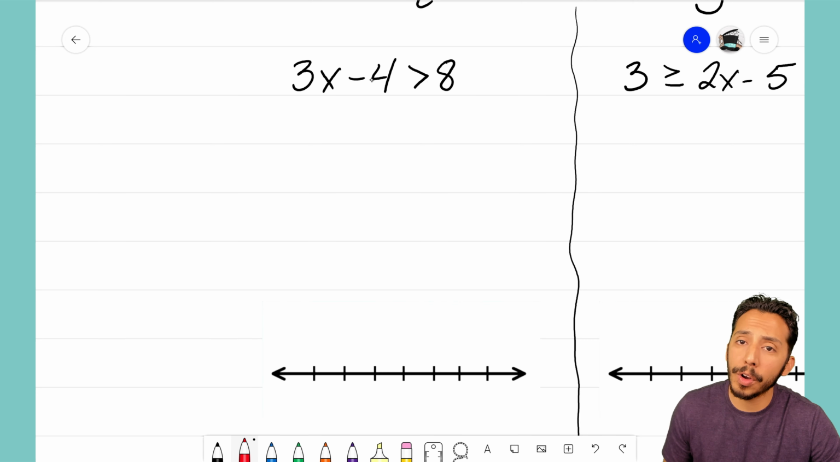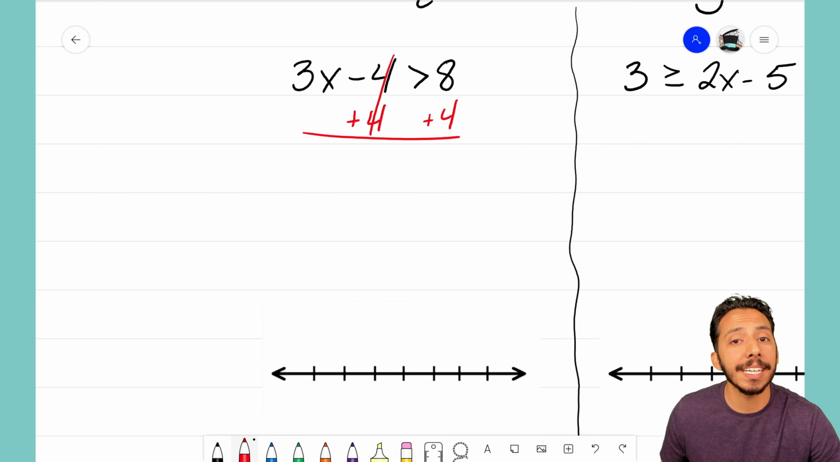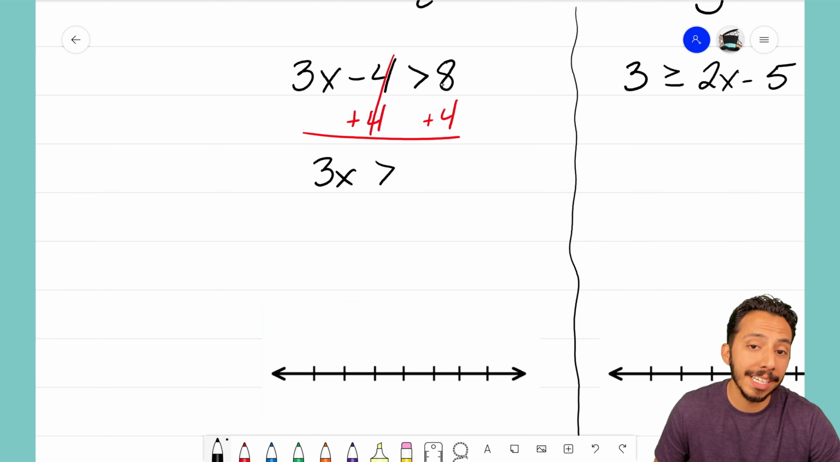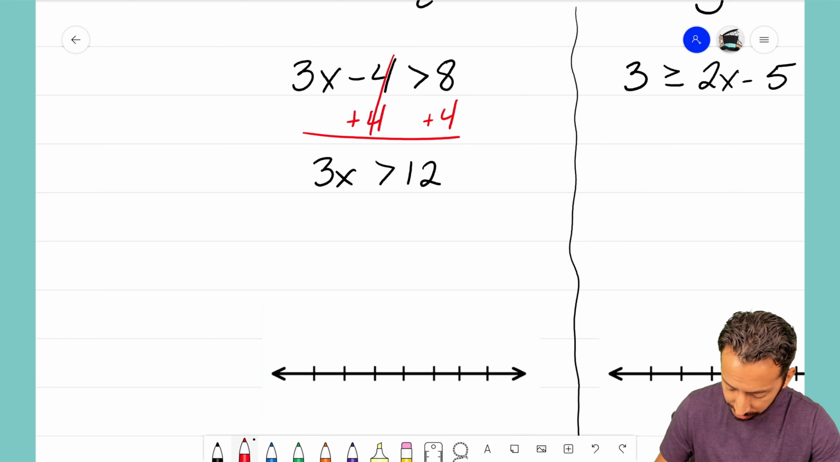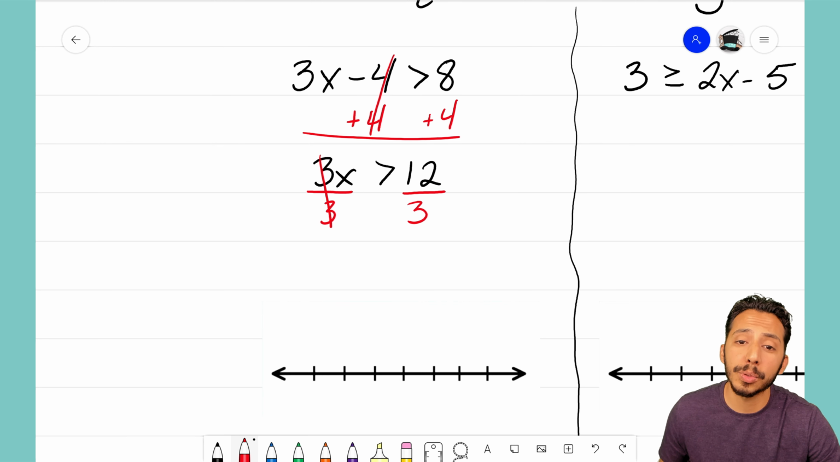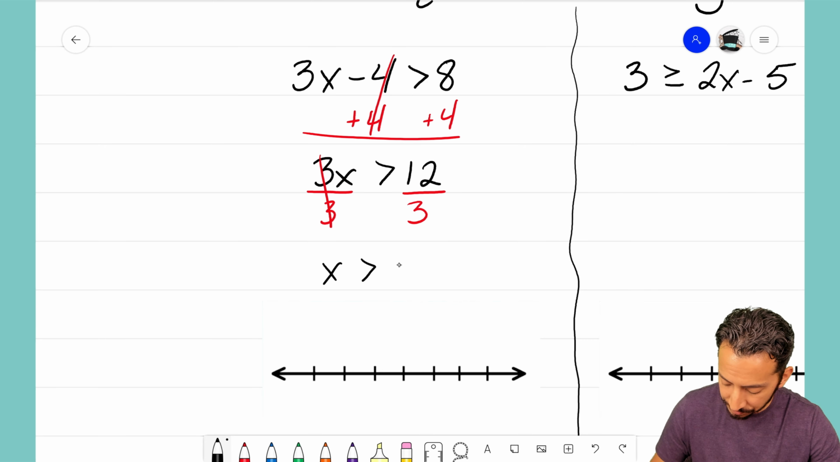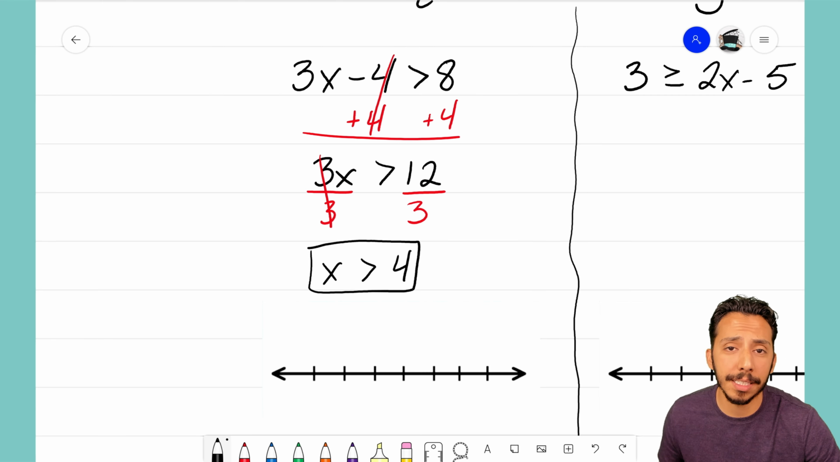I see that I'm subtracting 4 on the left side, so I will have to add 4 on both sides. By adding 4, the 4's on the left-hand side will zero out, leaving us with just 3x greater than 8 plus 4, which is 12. I'm almost done with isolating x. To get x by itself, I have to divide by the coefficient. So I will need to divide both sides by 3. Those 3's on the left-hand side will cancel to a 1, leaving us with x greater than 12 divided by 3. That makes 4. So that is the solution for this inequality.